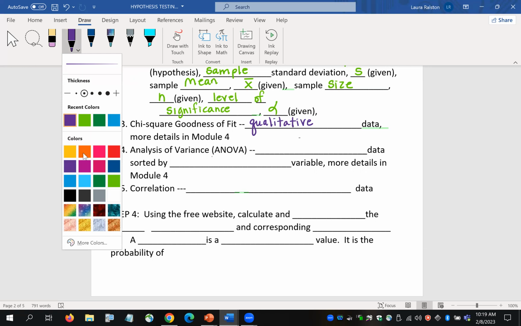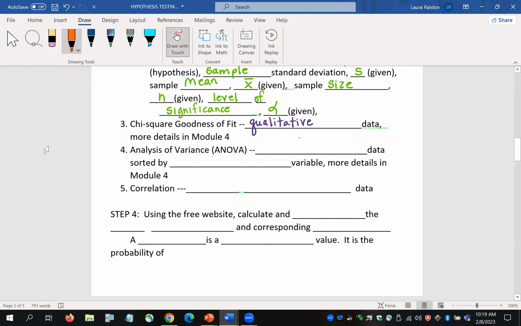With analysis of variance is kind of a combo deal, if you want to think about it that way, because we have quantitative data, we have numbers sorted by a qualitative variable or by a categorical variable. So we have numbers that are sorted into categories. So it's kind of a combination deal. Again, that's a topic that we'll talk about more in Module 4.